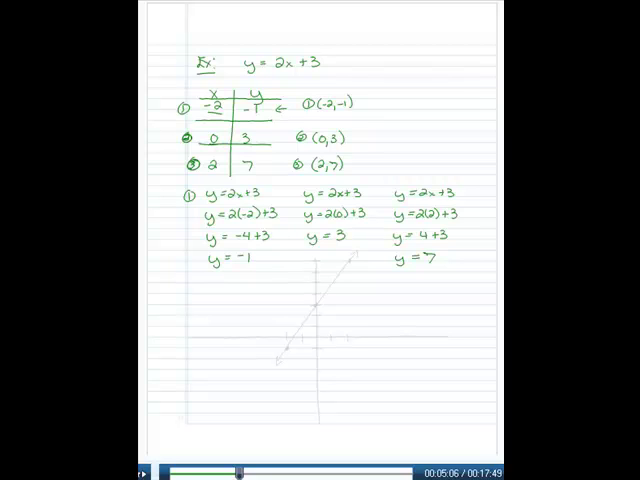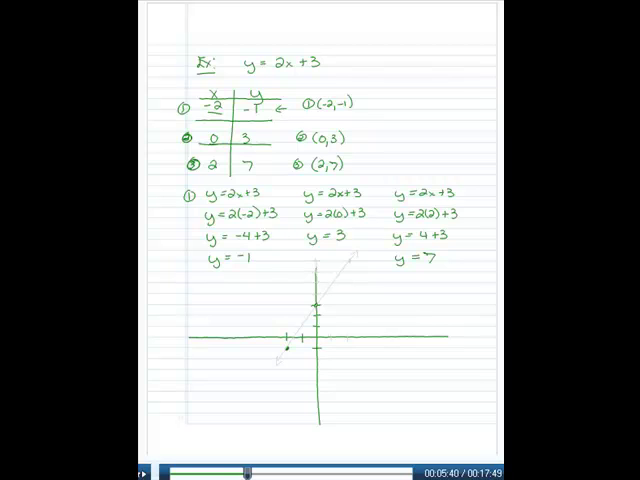Now, to check myself, basically, if I plot these points and I'm correct, they should make a straight line. Now, I'm not using graphing paper, so bear with me. I'm not a perfect artist. So my first point is negative 2, negative 1. So let's go over negative 2 and then go down to 1. There's my first point. My second point is 0, 3. So x is 0, which means I'm going to stay right in the middle. And y is 3, so I'm going to go up to number 3 on the y-axis.